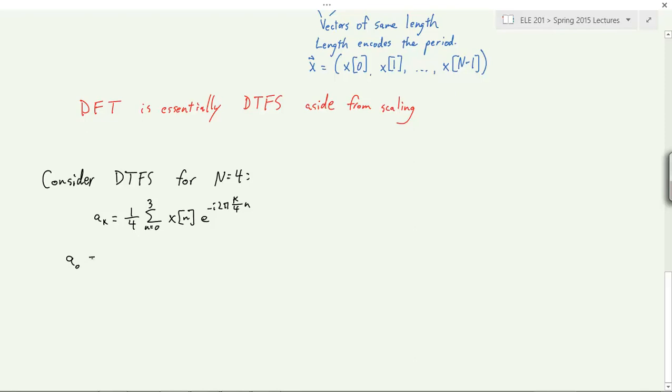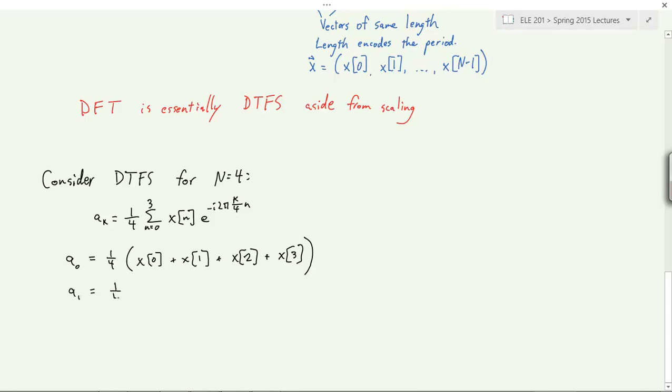So that means A0 is 1/4 times, and if we put in k equals 0 into this formula, then this exponent is 0 everywhere. So this is just a sum. Those are 1s. It's just a sum of x_n. So x0 plus x1 plus x2 plus x3. So that's the first coefficient. It's just the average.